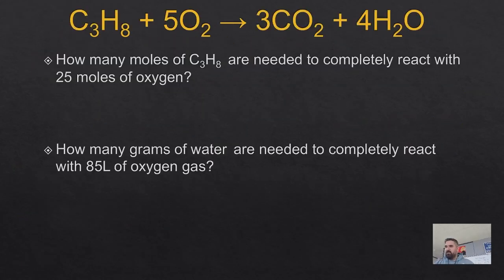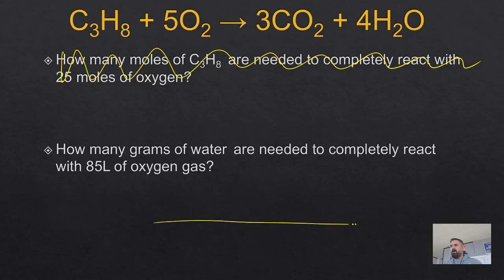So we're going to jump straight into 3-step. All right, so how many grams of water are needed to completely react with 85 liters of oxygen gas? I'm going to solve the first one with you, and then the next ones you're going to be solving on your own. So if you want to write this down, you can. If you don't want to, no big deal. So everybody make sure you're looking at my screen.